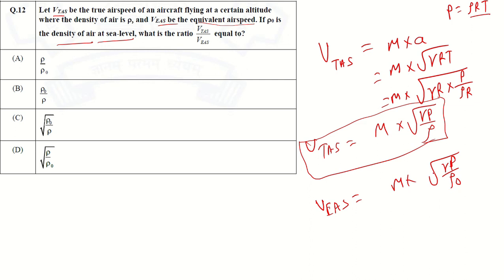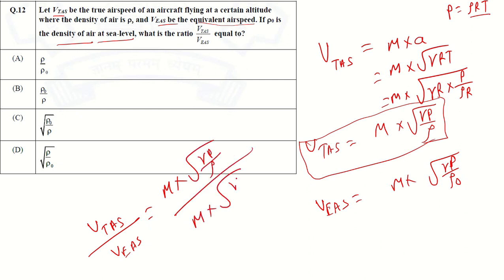So here is rho, here is rho naught. So now we know the ratio of VTAS by VES. See, TAS is inversely proportional to rho, so rho should be inversely proportional. So we can just write here M into square root of gamma P by rho divided by M into square root of gamma P by rho naught. Cut, and finally we will get root of rho naught by rho. So this is the ratio of VTAS by VES.